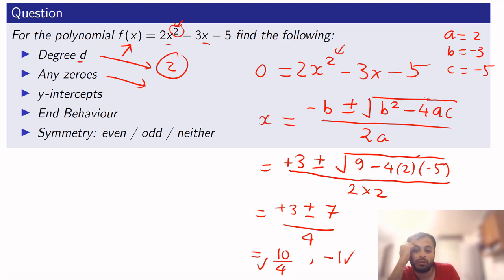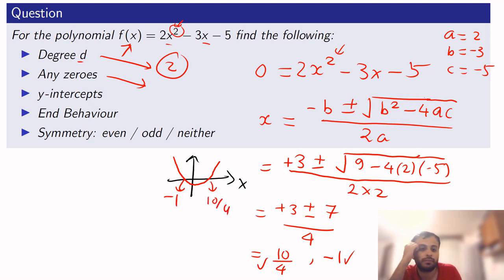Whenever you see the plot of this function, let's say this is the x-axis and this is the y-axis, then the function will intersect the x-axis at 2 points. The first would be -1 and the second intersect would be x equals 10 by 4.